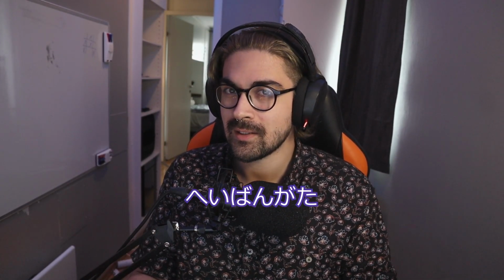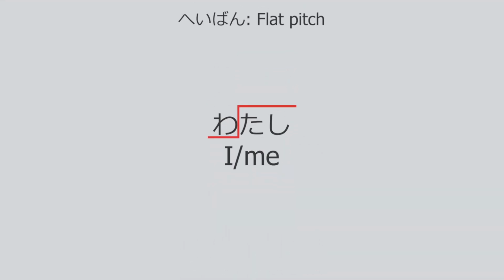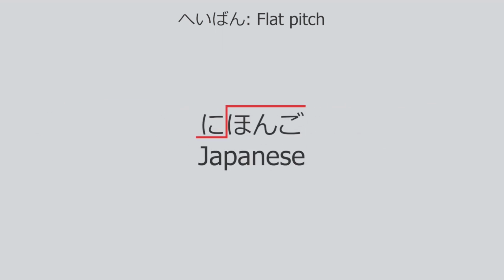Inside of the heibanshiki group, there is heibangata, or just heiban, which just means flat. There is no drop in pitch in this word. Watashi, eigo, 英語, 日本語. There is a very common misconception, particularly among Japanese native speakers, that Japanese is flat.